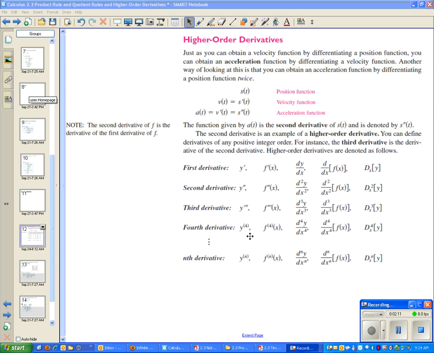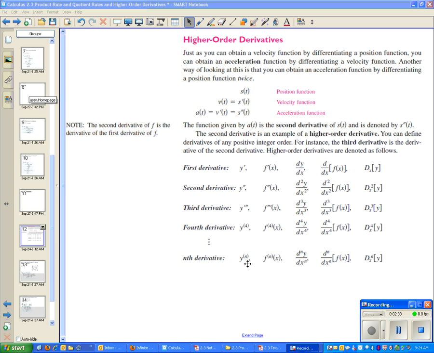Then once you get to the fourth derivative and higher, you don't just keep putting primes. You put the number of the derivative you're talking about in parentheses. So that doesn't mean y to the fourth. Since the 4 is in parentheses, that means the fourth derivative of y. The fourth derivative of f of x.